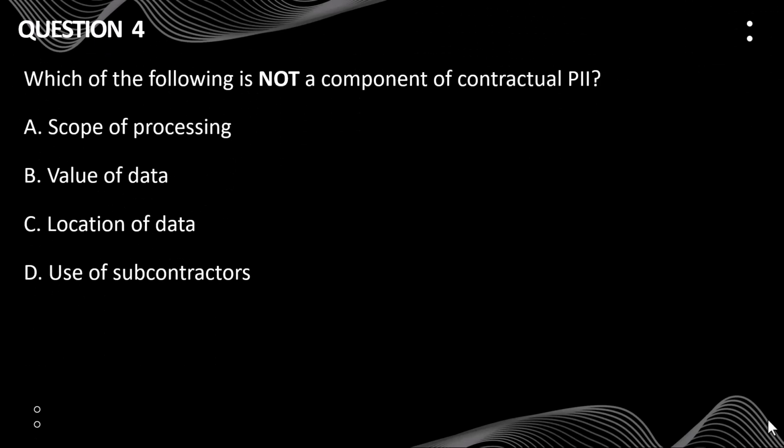Question 4. Which of the following is not a component of Contractual PII? Option A, scope of processing. Option B, value of data. Option C, location of data. Option D, use of subcontractors. The answer here will be option B.